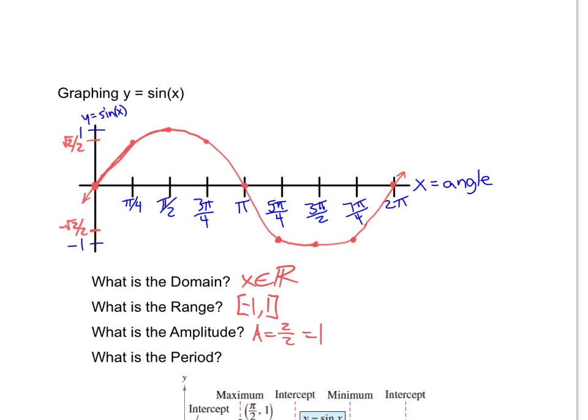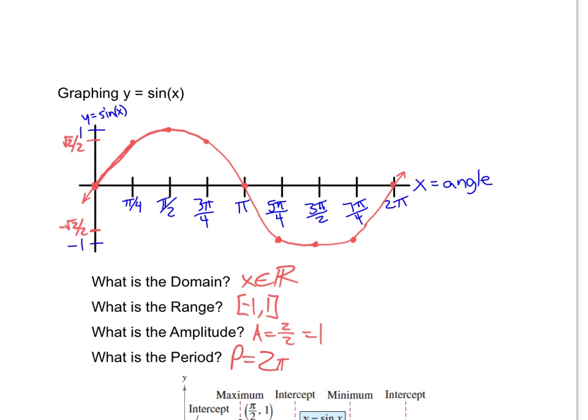And then how often is this thing repeating? Once every pi? Let's look at it. Here's pi. Does it repeat the same thing? Once every 2 pi. Yeah, it has to go through the full circle, 2 pi, before it starts to repeat. Okay? So our period here would be 2 pi.